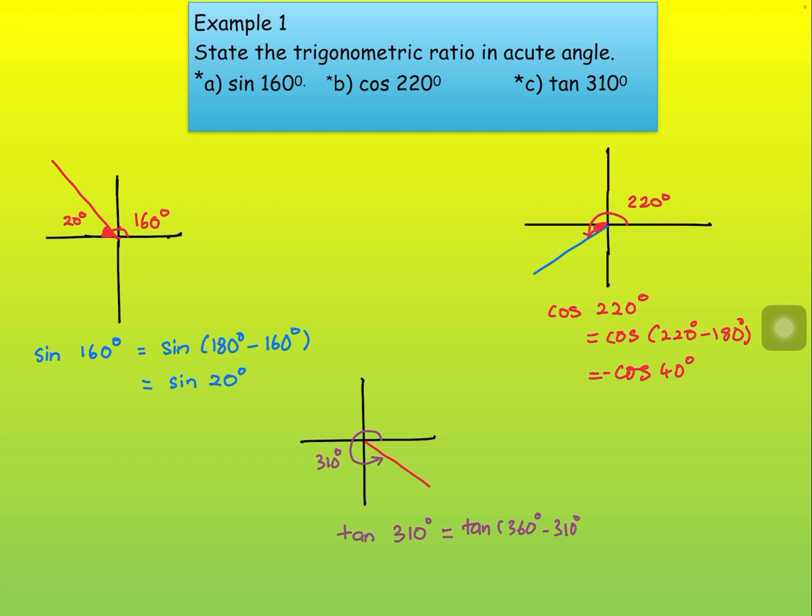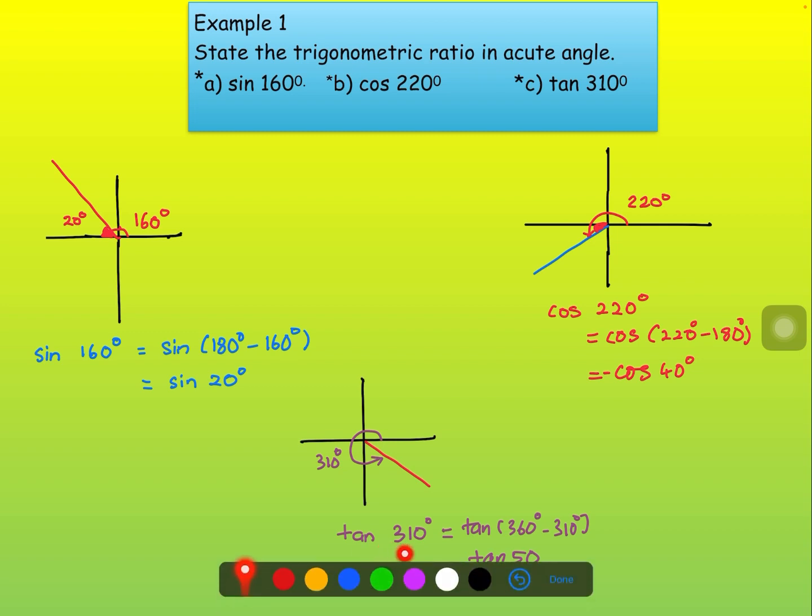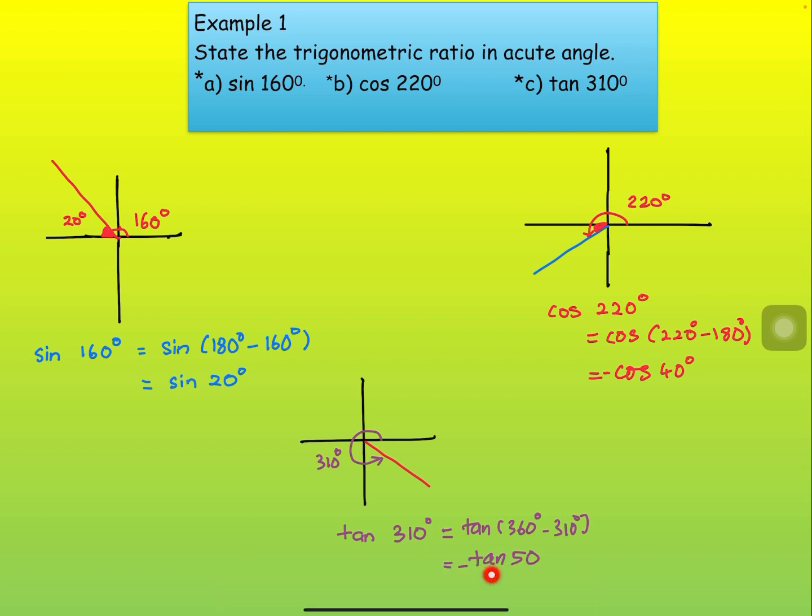For C, we have tangent 310 degree. 310 is in the fourth quadrant. So you have tangent 310 equals tangent 360 minus 310. We have tangent 50 degree, which is negative, because in the fourth quadrant, tangent is negative.